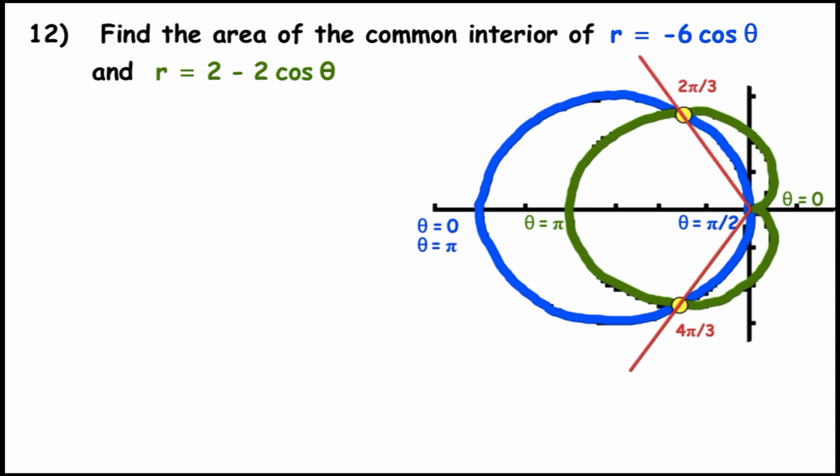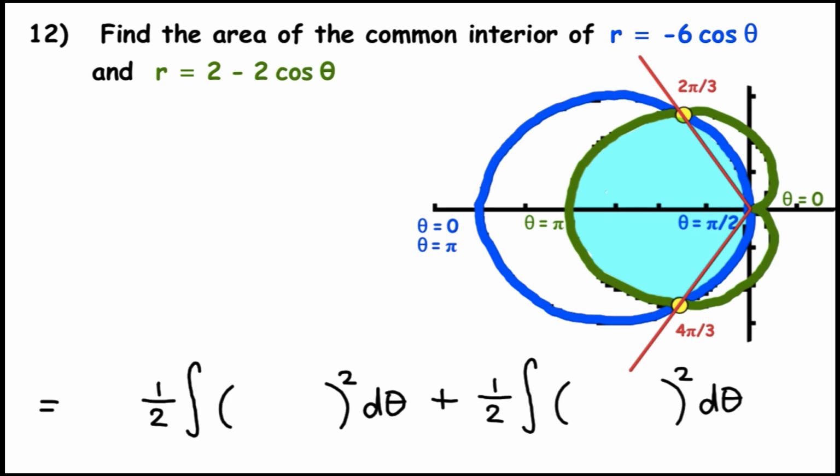I threw a couple red lines in there just to help us visualize this a little bit better. Okay, again, let's start with the area formula for a polar region. We know that that's going to be 1/2 the integral of radius squared d theta. This problem is really going to be two separate cases. We're going to have the blue function leading off, and then the green function is going to take over.